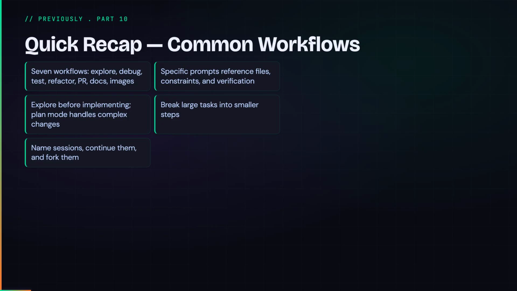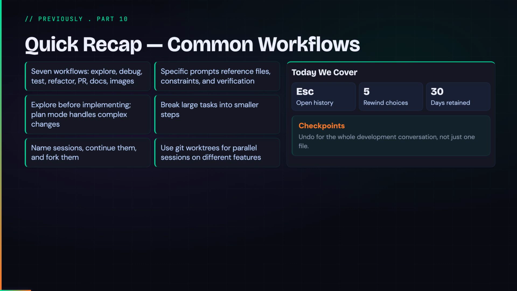Session management was the other habit. Name sessions, continue them, and fork them when the current path needs a clean branch. For parallel work, Git work trees keep separate features from fighting each other. That matters because today we add a faster safety net.